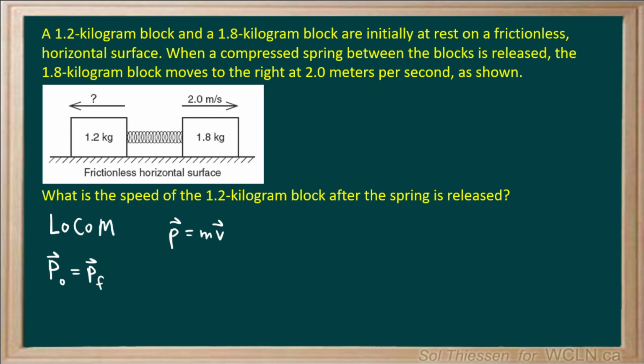So we're going to start by calculating the system momentum before the spring is released. We're told that the 1.2 kilogram block and the 1.8 kilogram block are initially at rest, which means that the initial system momentum must be 0. Momentum is mass times velocity, and if both blocks have a velocity of 0, in other words they're at rest, then the initial system momentum must be 0.